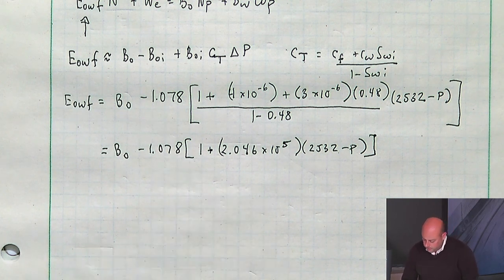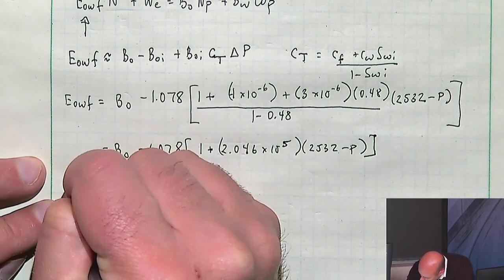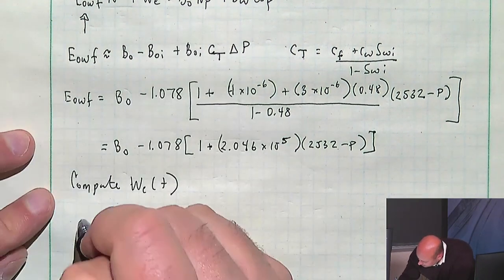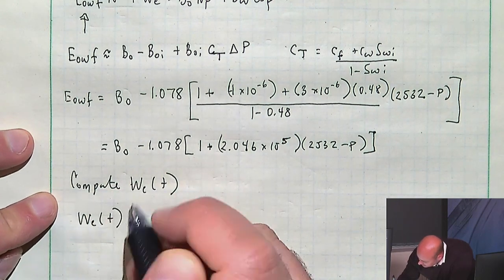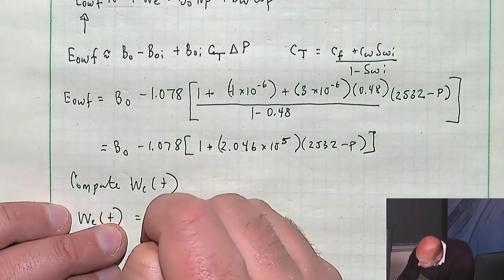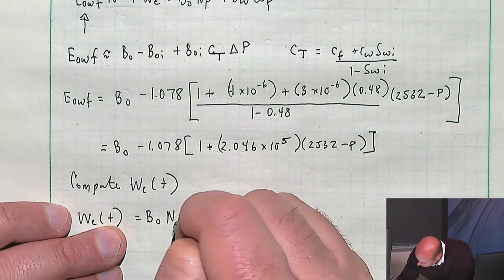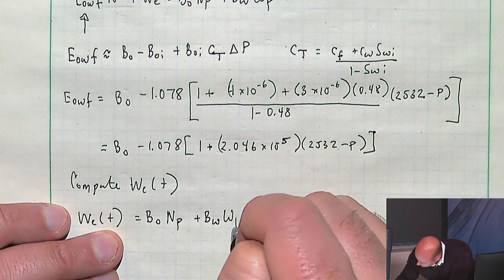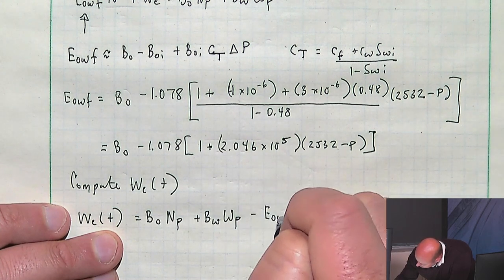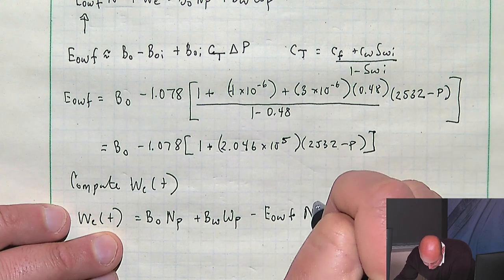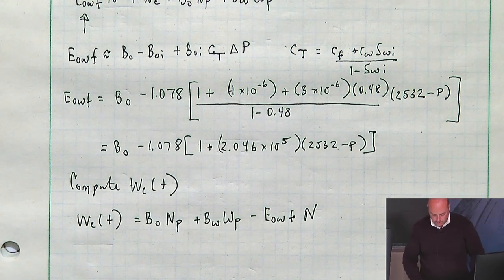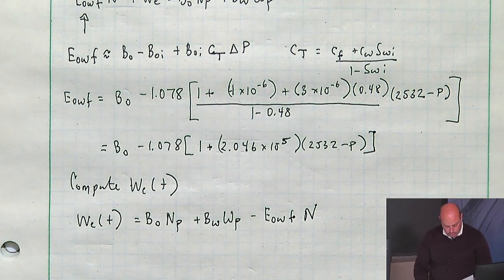So one thing we can do is compute WE with time. So going back to our material balance, WE of T is equal to BO NP plus BW WP minus EOWF times N. Okay, so let's go back to our problem here.